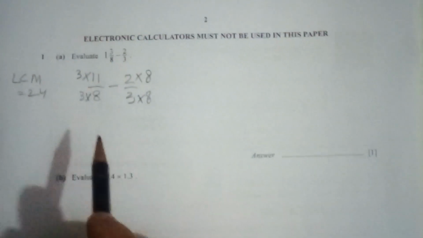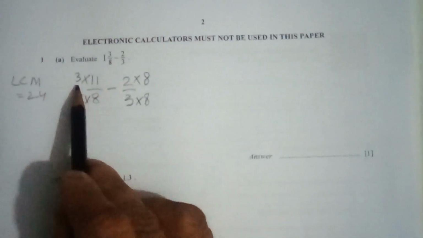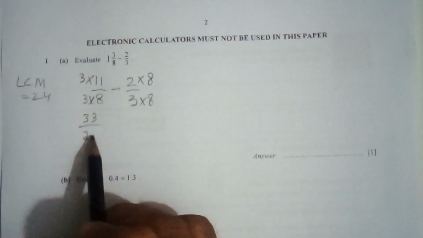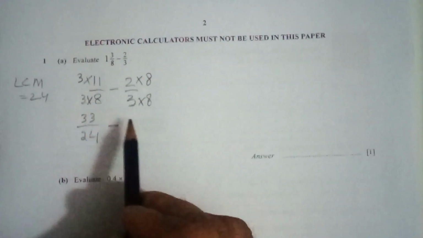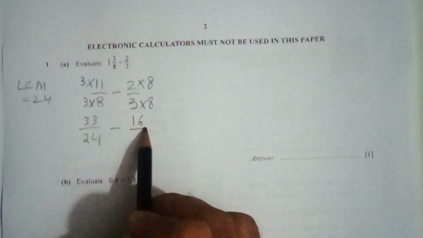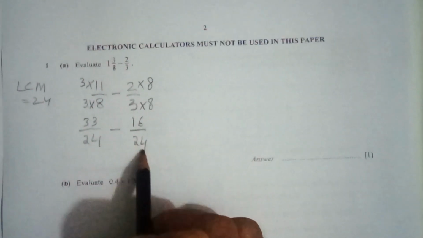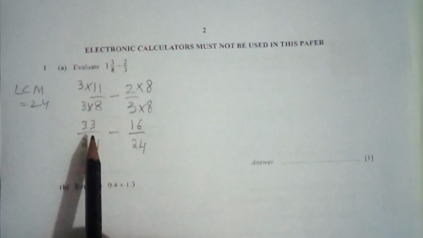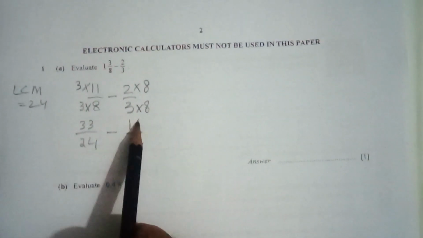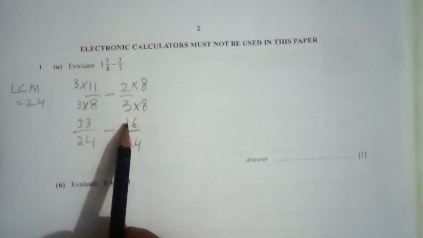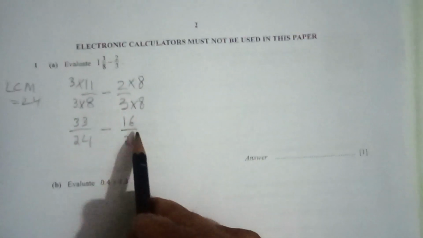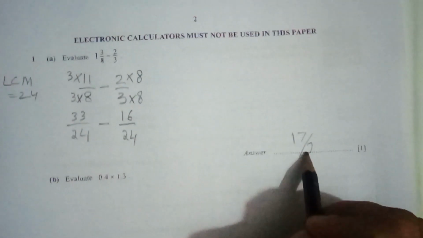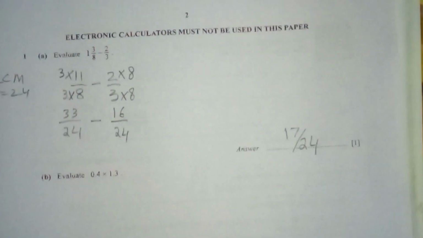And now these fractions will become 11 times 3 is 33 over 24 minus 16 over 24. And now the denominators of both the fractions are the same, so I just have to subtract the numerators. 33 minus 16 is 17, and it is 17 over 24. So this is our final solution.